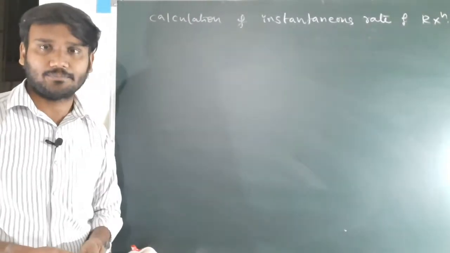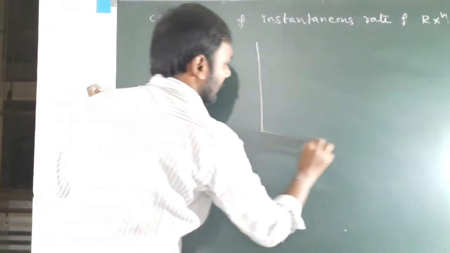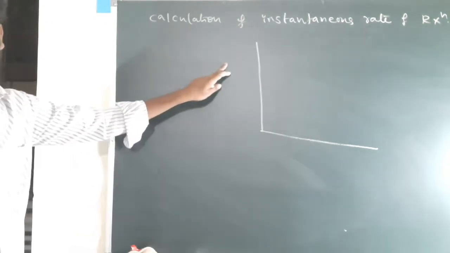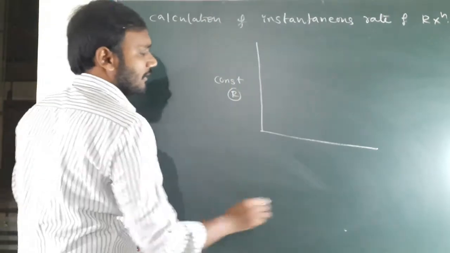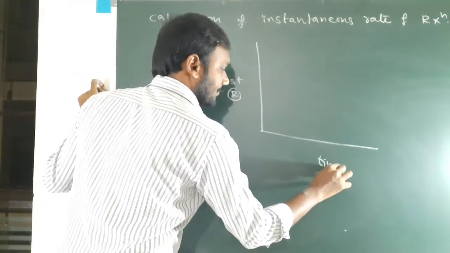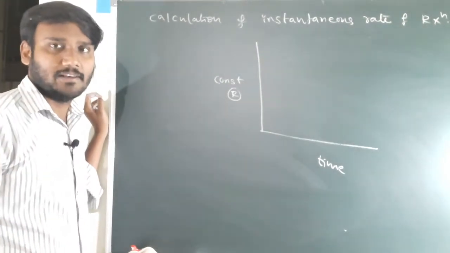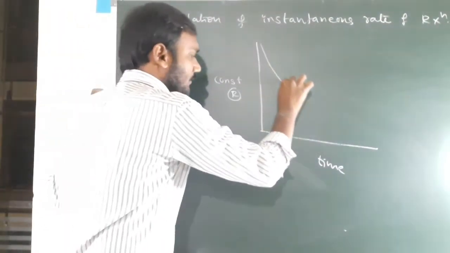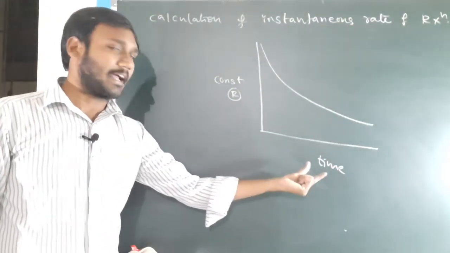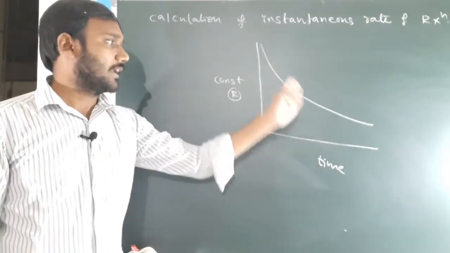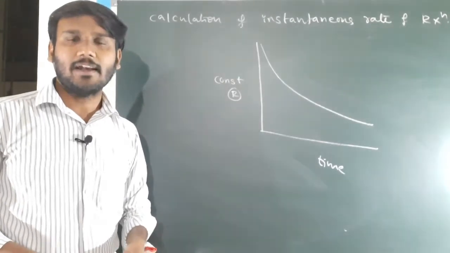To calculate that, I am taking one graph. I am drawing the graph between the concentration of the reactant and the time. Now we know that when the time increases, the concentration of the reactant always decreases. So such a type of graph we will get, because when the time increases, the concentration of the reactant decreases.